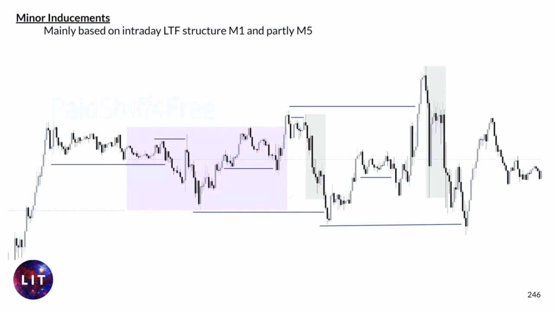As you can see already, that is now a 5-minute chart, and it's labeled minor inducement. So what does this mean? A minor inducement needs to be done mainly based on intraday lower time frame structure, being the M1 and partly the M5. What do I mean by partly? I will dig into it when we cover the medium ones. But overall, minor inducements are on the 1-minute and 5-minute charts.